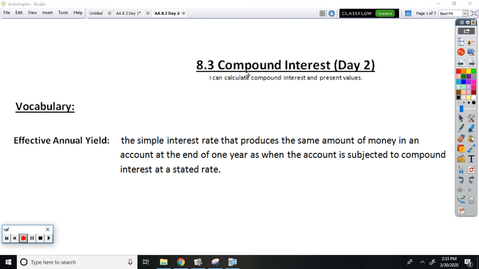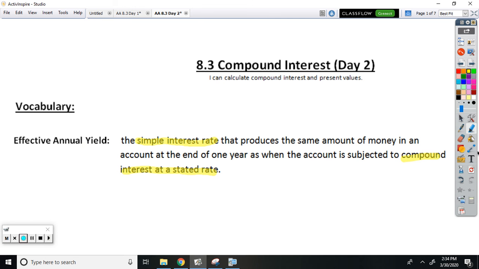All right, today 8.3, day 2 is continuing compound interest. Today we're going to be looking at our last formula on the formula sheet, which is the effective annual yield. This is the simple interest rate that is producing the same amount of money in an account at the end of 1 year as when the account is subjected to compound interest rate at the stated rate.